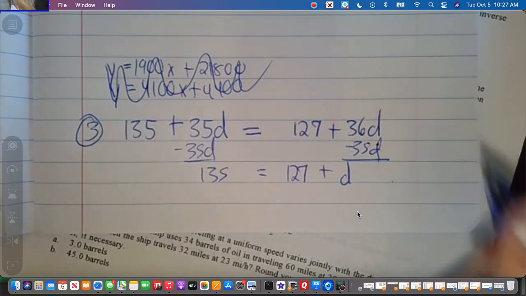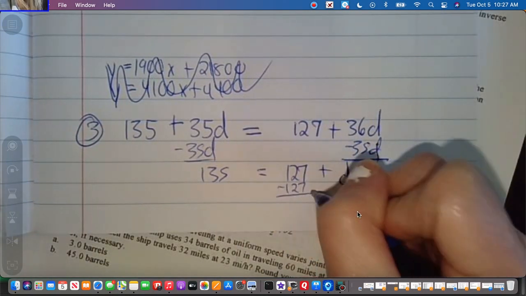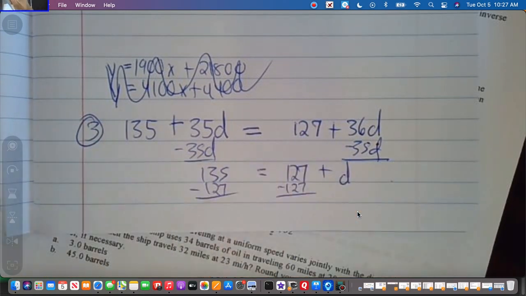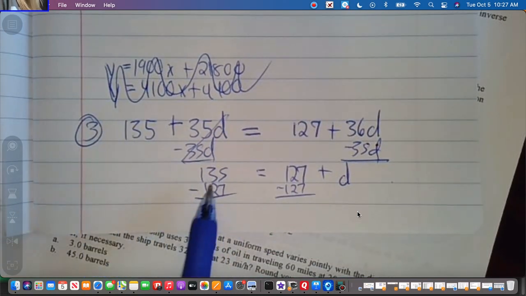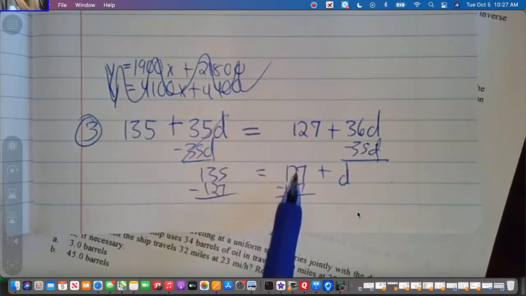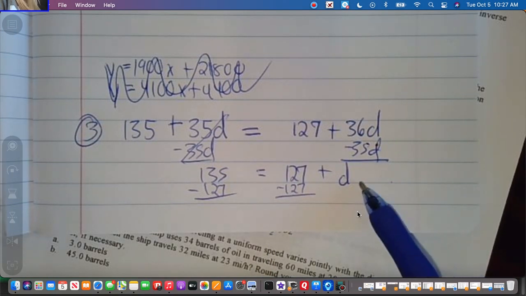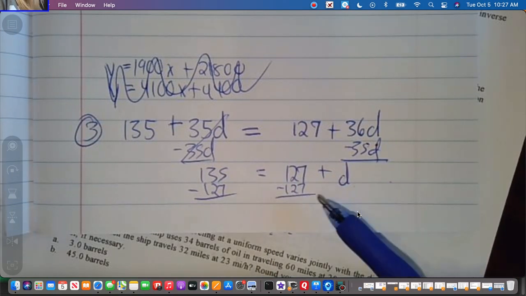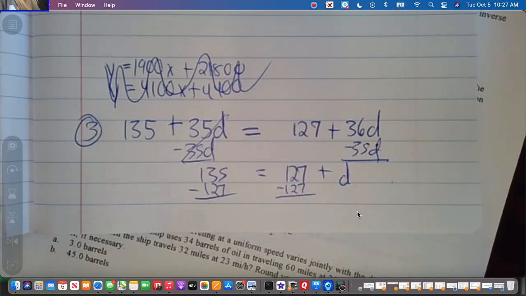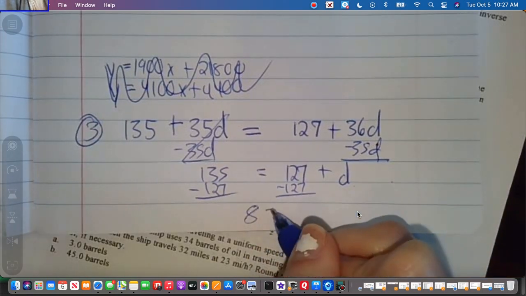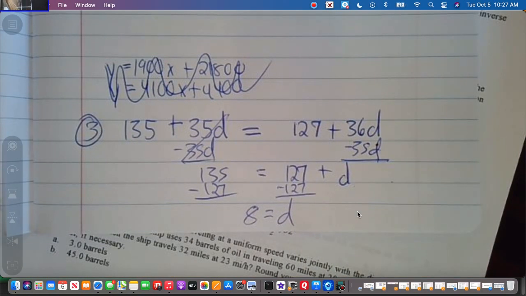Then we subtract 127. So I brought down my 135, my equal sign, my 127, and those 35D canceled out and that just went to 1D. Are you good? Now I'm moving my 127 over here by subtracting. So what do we get? I think we get 8. So that's the number of days. It says round to the nearest whole number, but we didn't need to round.